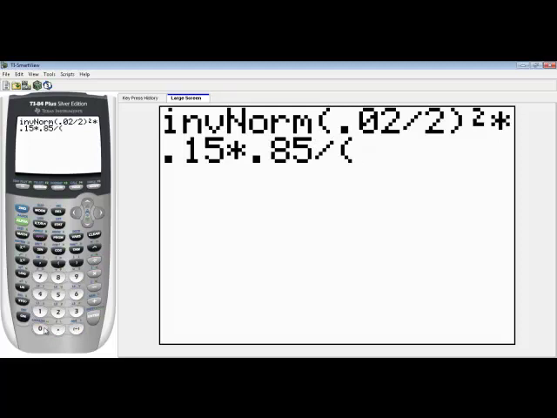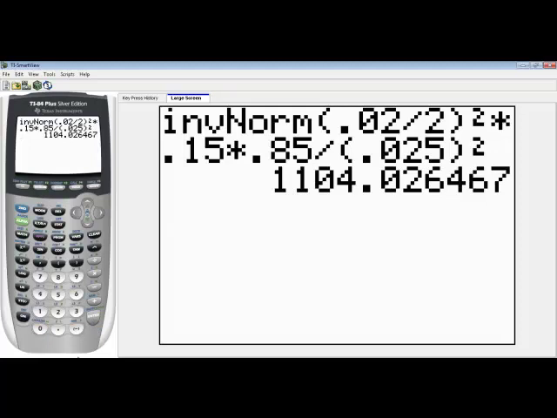If you want to, you can put parentheses around the 0.025. You wouldn't actually have to since it's just one thing, and then square that. So really you just type everything in order, hit enter, and then remember, no matter how small the decimal, you always round up when you're finding n, so that would round up to 1105.